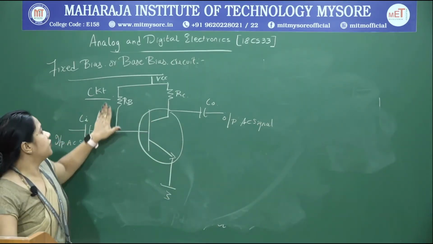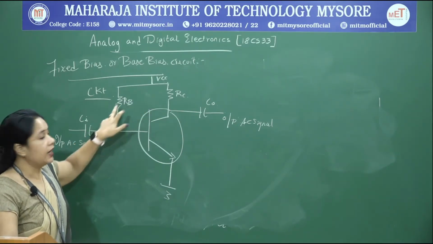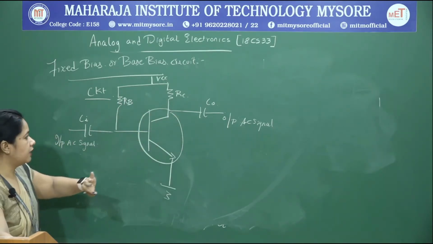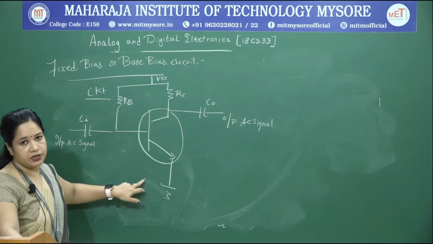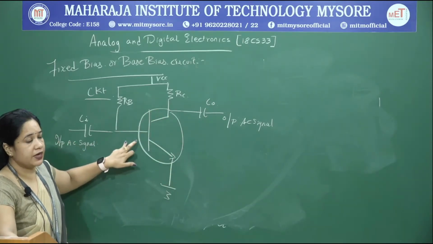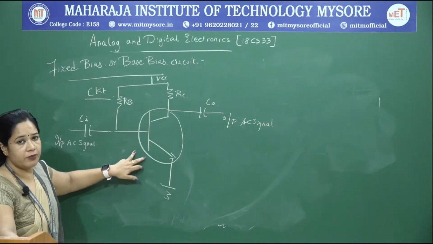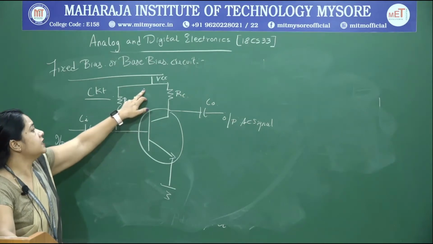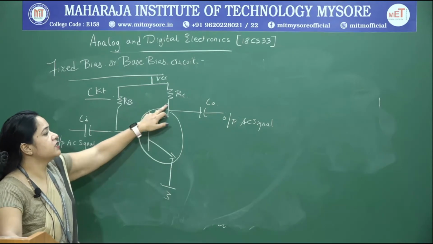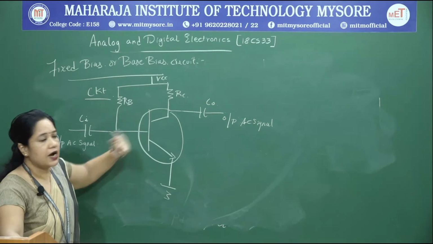So, this is your fixed bias circuit. As I said, it has only 3 components: a supply, a base resistance RB, and RC. As we are already aware, we need to keep the base emitter junction forward biased and the collector base junction reverse biased. To ensure the base emitter junction is forward biased, we bias it through VCC and RB, and the collector base junction is reverse biased using the supply VCC and RC.